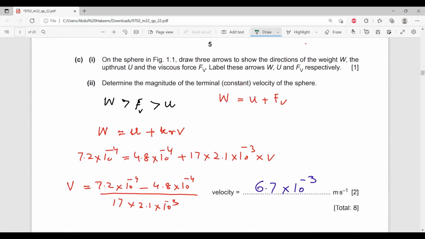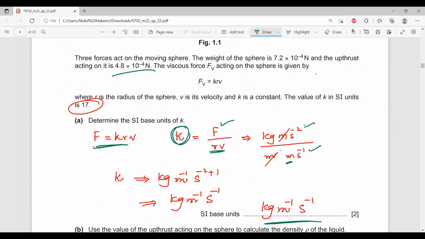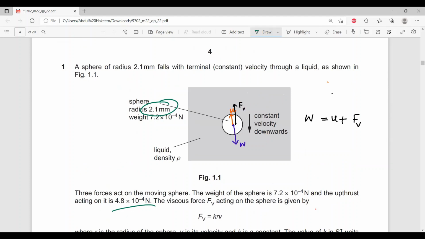Next. On the sphere, draw 3 arrows to show the direction of the weight W, upthrust U, and the viscous drag F. Label the arrows W, U, and F respectively. Determine the magnitude of the terminal velocity. So look, when the velocity is constant, weight is acting down, upthrust always acts up, but this drag force opposes the motion. For the downward motion, it is acting up.